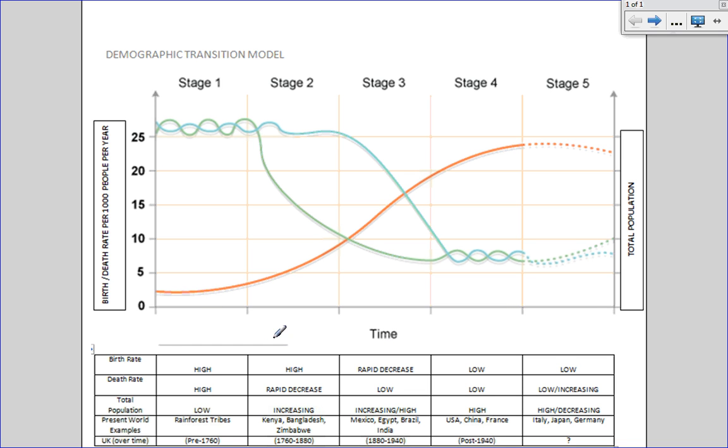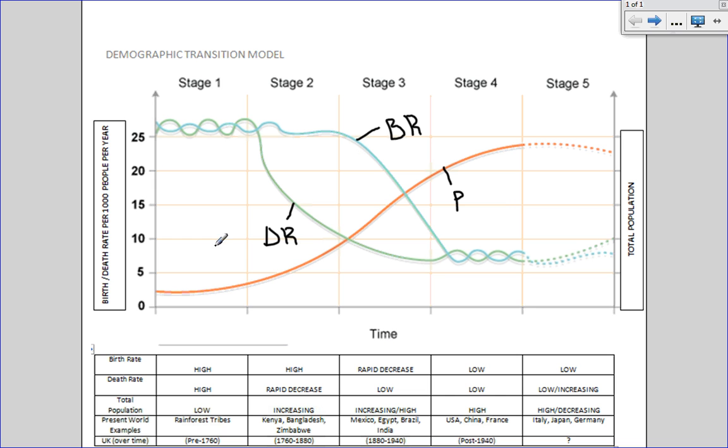So let's identify a few things on the model now. So here we've got the birth rate. This blue line, we'll identify this with BR. We've got the death rate here, the green line, and that's per 1,000 people again in a population per year. And on the red line, we've got the total population. We'll just identify this with a P. Okay, so let's start with stage 1.